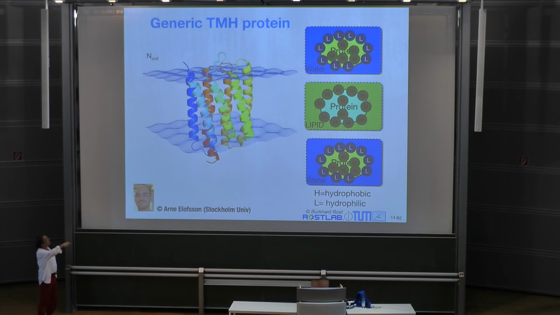And as you can see, these helices are essentially orthogonal. Most of these helices are pretty much orthogonal to the membrane. They just stick through, right? In this particular case, what you see here is a protein with 1, 2, 3, 4, 5, 6, 7 transmembrane helices, and each of these essentially goes through the entire membrane.